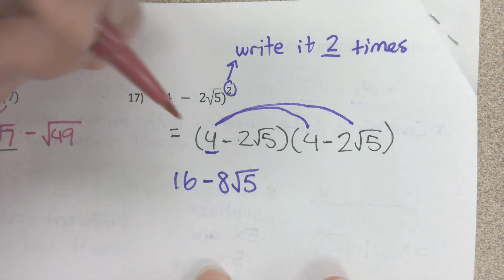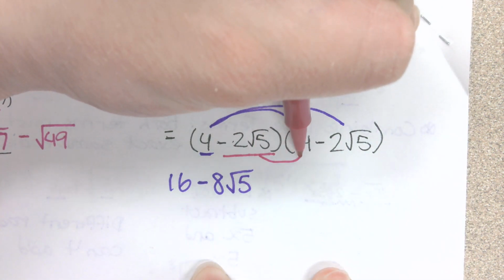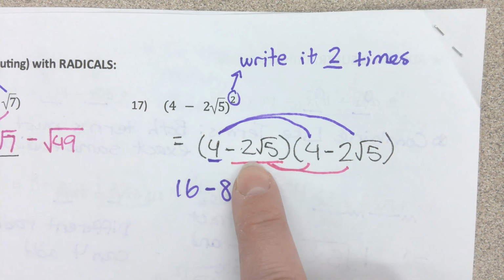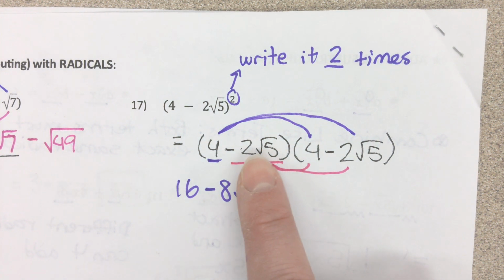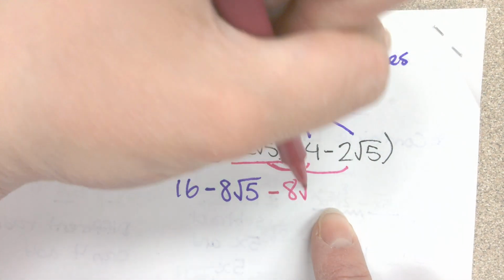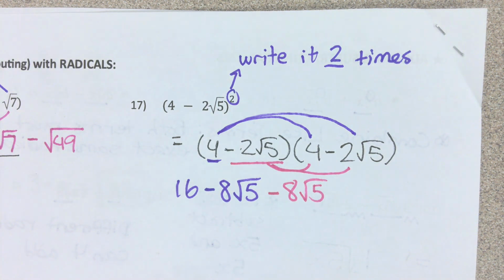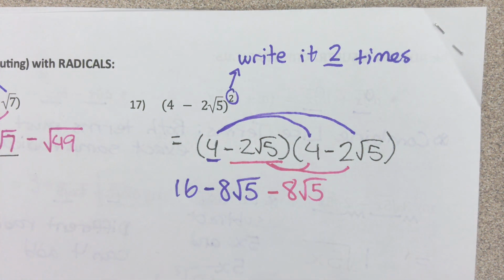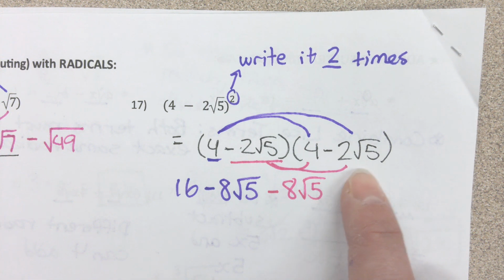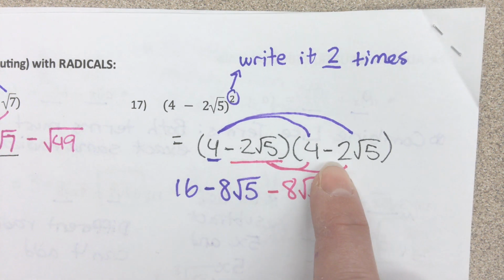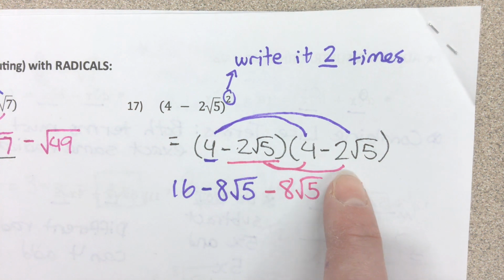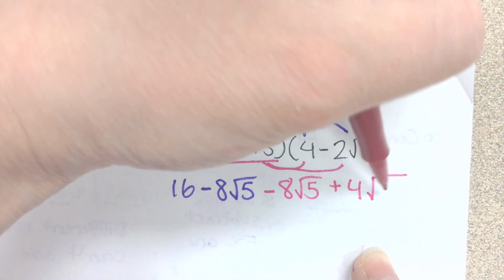Repeat with the negative 2 square root 5. Distribute. Same way. Negative 2 square root 5 times 4. Negative 2 times 4, that's negative 8 again. Attach the square root 5. And then again, be extra careful on the last one. Negative 2 square root 5 times negative 2 square root 5. Negative 2 times negative 2 is positive 4. Square root 5 times square root 5 is square root 25.